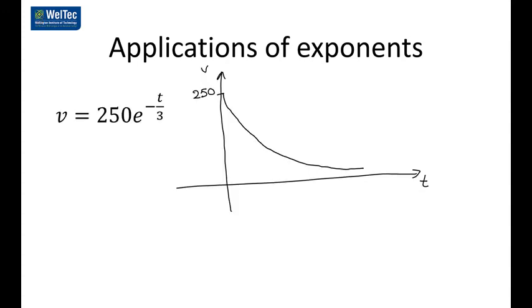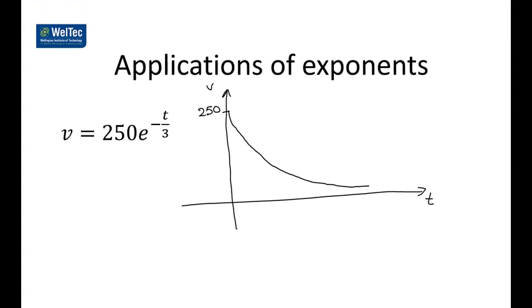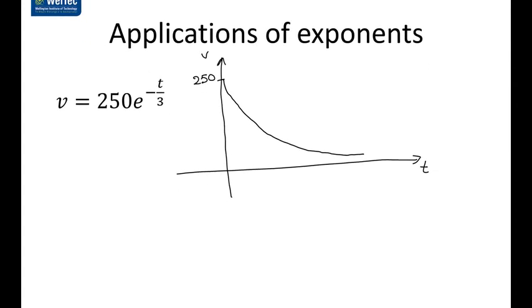Right. We know it's a decay curve, so it's going to have that typical downward shape. We also know that when t is equal to 0, v is equal to 250 e to the power of 0, which is equal to 250 times 1.